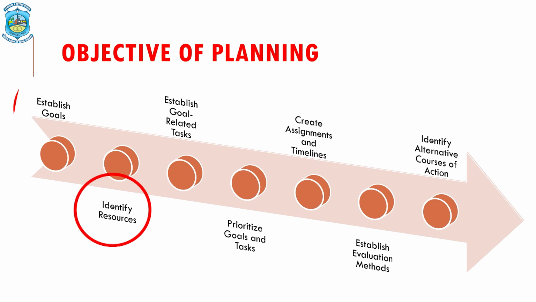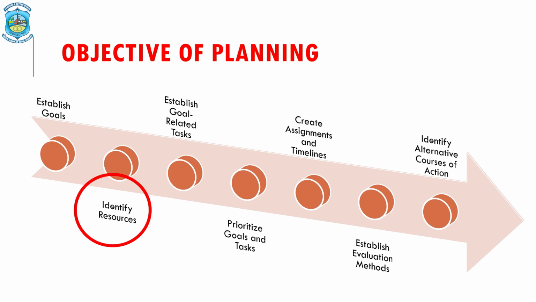Then second is to identify the resources. What resources, what technology, what things you are going to require for achieving these goals which we have established in step 1. So, resources need to be allocated and you need to identify how you are going to utilize them.